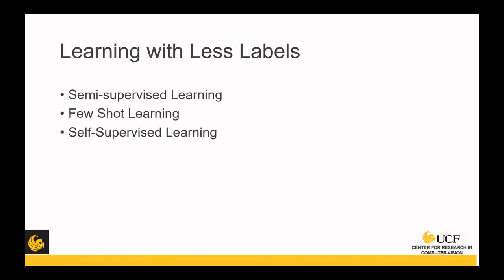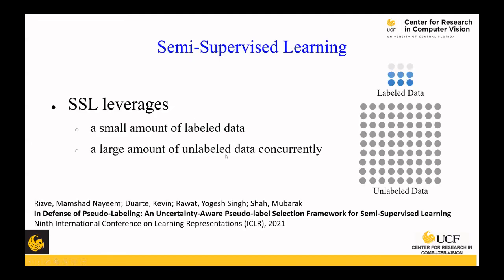So what we want to do is learn with fewer labels. And there is research in 3 directions. One is called semi-supervised learning, another is called few-shot learning, and the third is called self-supervised learning. In semi-supervised learning, the idea is that we have a small amount of data which is labeled, and a large amount of data is not labeled. We had a nice paper last year which kind of solves this problem.